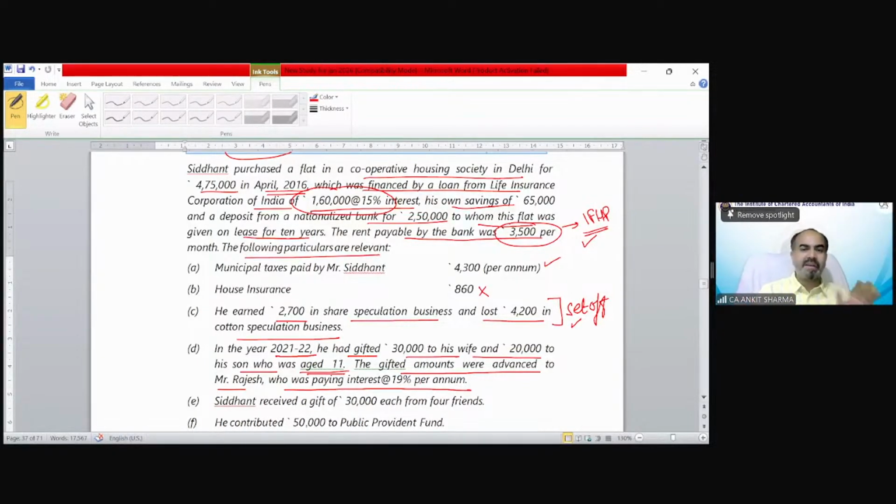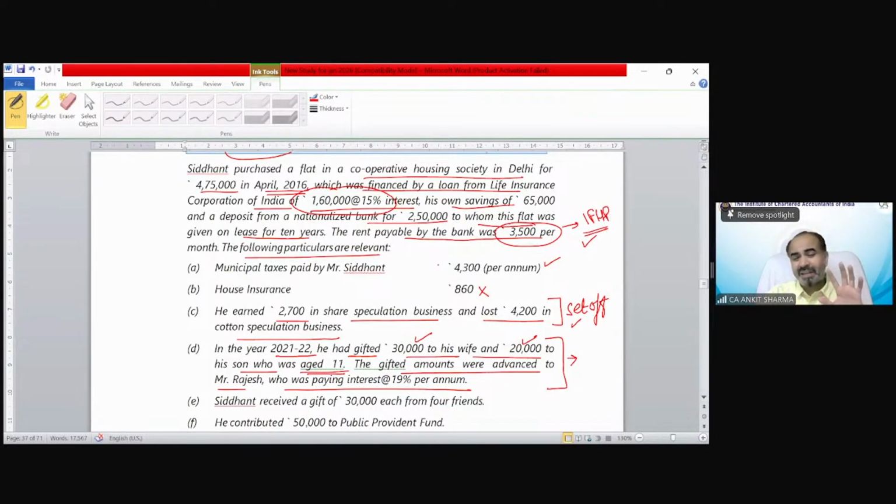So the assessee gifted this amount of 30,000 and 20,000 to his wife and his minor child, and they transferred this amount to Mr. Rajesh, who is paying 19% interest on this amount to the wife of the assessee and to the minor son of the assessee. So what do you think? Why has this information been given? What is the relevance of point number D? Which provision is going to be applicable on point number D?